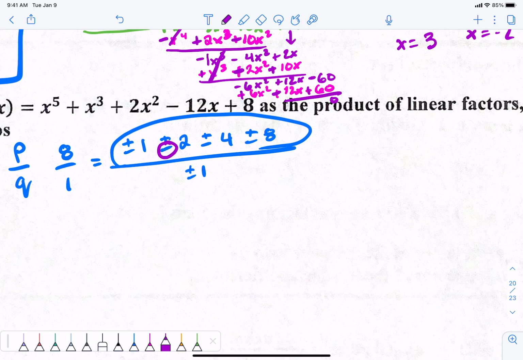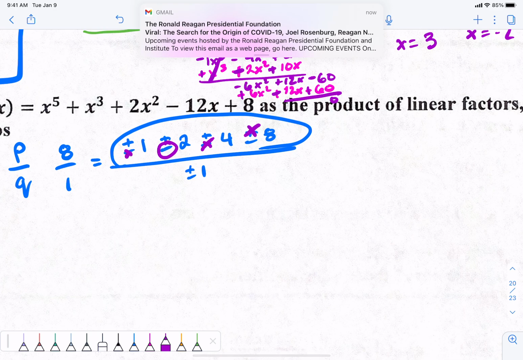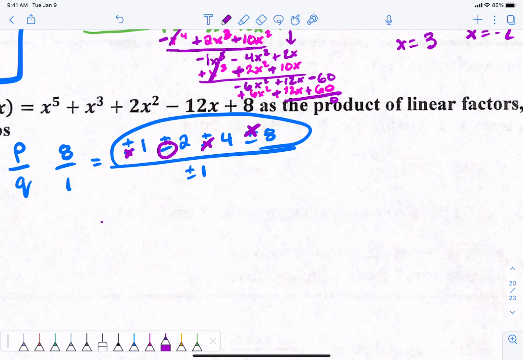8? Positive 8? No. Okay. Negative 4 is a no. Okay. Negative 1 is no. Oh, come on, guys. Help me out here. Positive 2 does not work. No! Told you. 3 left. Come on.